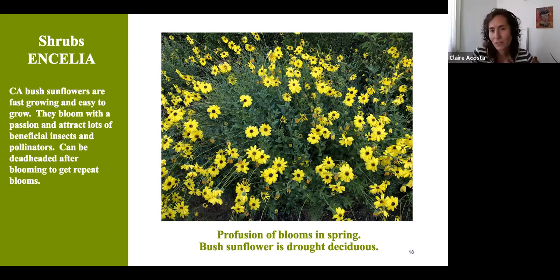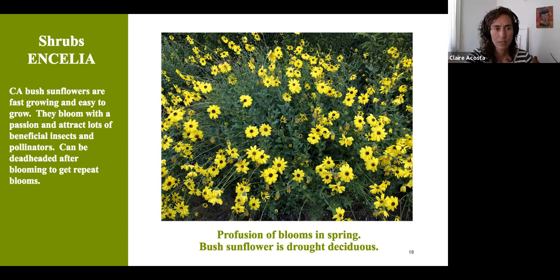Oh, also it's on your easy list. Definitely Encelia californica is on your easy California native plants, or SoCal native plants. El Dorado is a variety that has a really big flower, a bigger sunflower flower, commonly used.